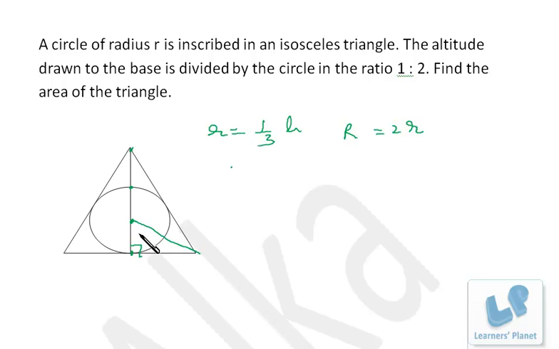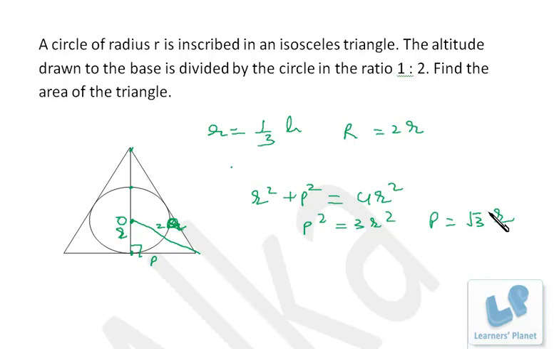Okay. So I just take this as O, and this is r, this is 2r, and this is suppose P, right? So they will form a right angle triangle. So this is r square plus P square is equal to, this is 2r, 4r square, right? So P square is equal to 3r square, or we can say P is equal to root 3 r. Now for an isosceles triangle, this is half of the length, because altitude and median both of them are same. So the complete length will be 2 root 3 r.